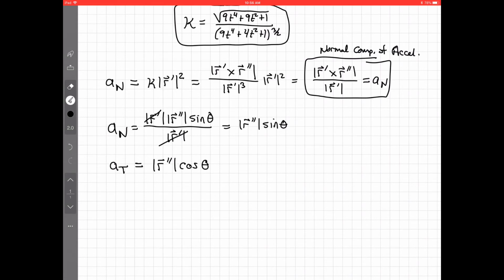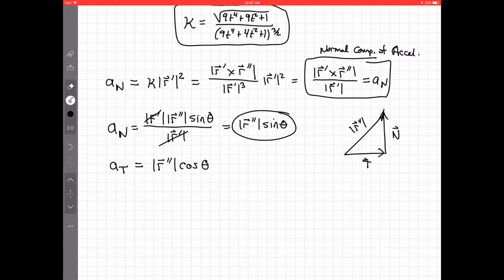And if you consider the way that T and N are oriented in the plane, you can treat T as if it's an i vector and N as a j vector, then it makes perfectly good sense why, if N's component is the length of r double prime sine theta, then T's component is going to be the length of r double prime cosine theta.